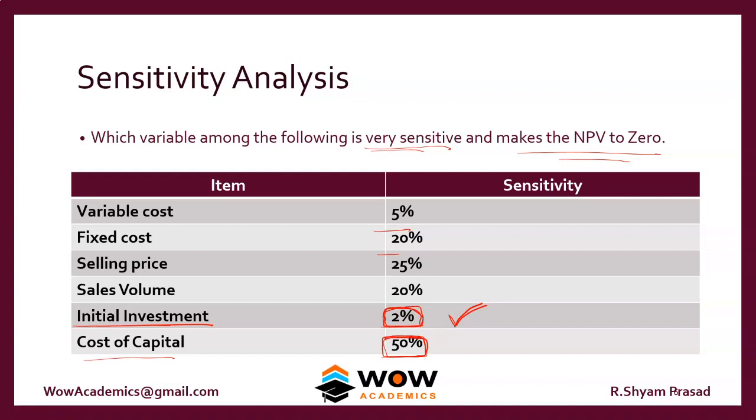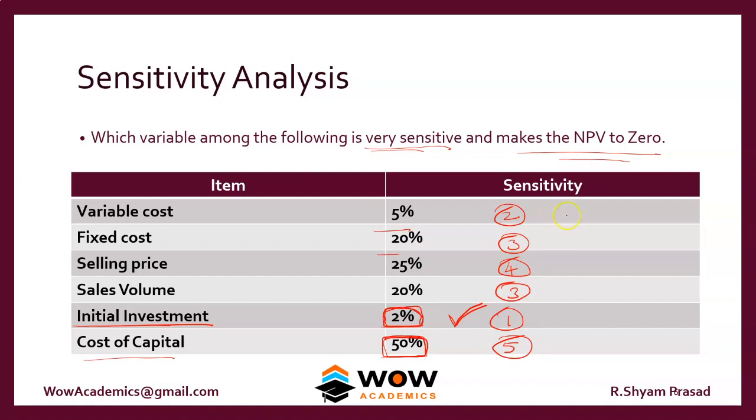So assume you have done the sensitivity analysis like this. Which of these variables do you have to keep keenly looking at? First, you have to look at initial investment. Second is variable cost. Third is fixed cost and sales volume. Fourth would be the selling price, and fifth will be the cost of capital. So you have to be very careful about two numbers here.